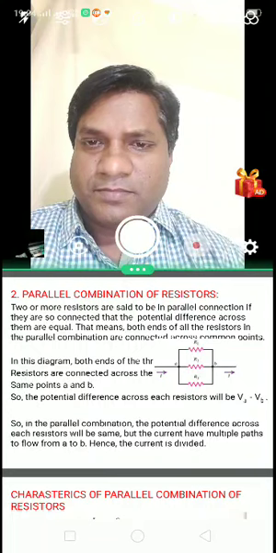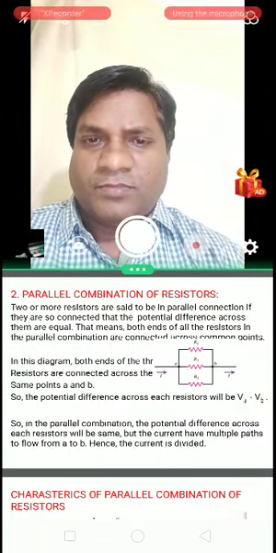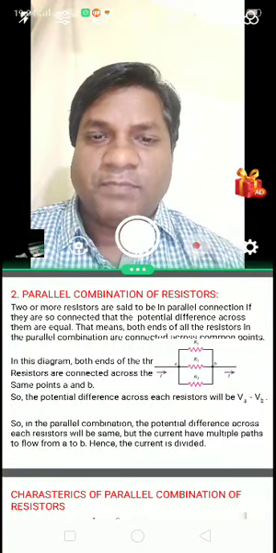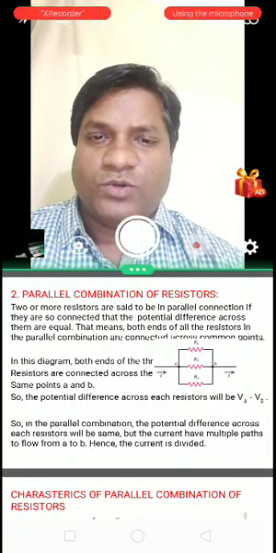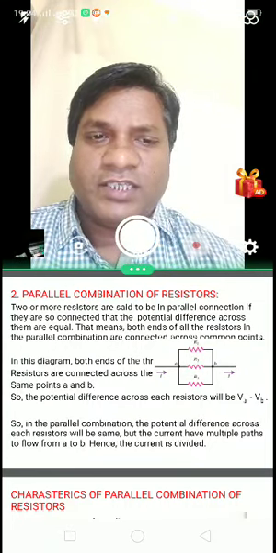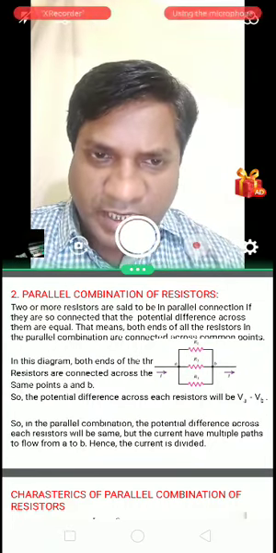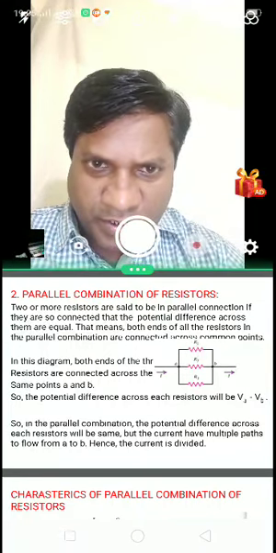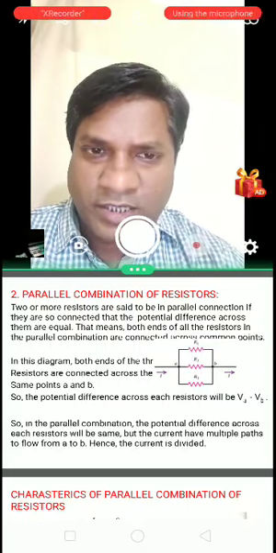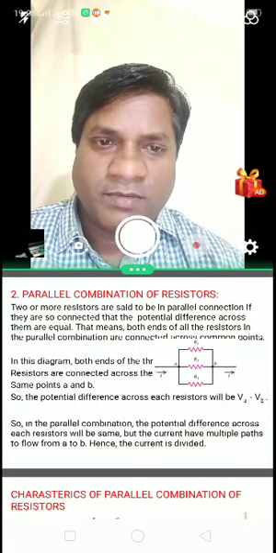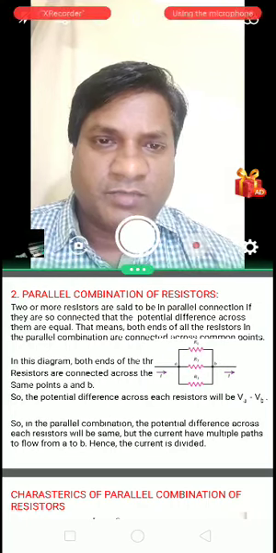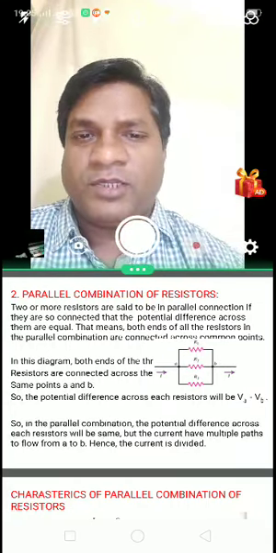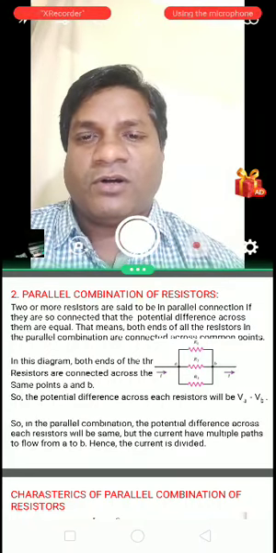In this diagram, both ends of the three resistors are connected across the same points A and B. So the potential difference across each resistor will be potential at A minus potential at B. A and B are the 2 points between which all these three resistors are connected. So they have the common points A and B. So whatever is the potential difference between A and B, the same potential difference will be there across all the three resistors.